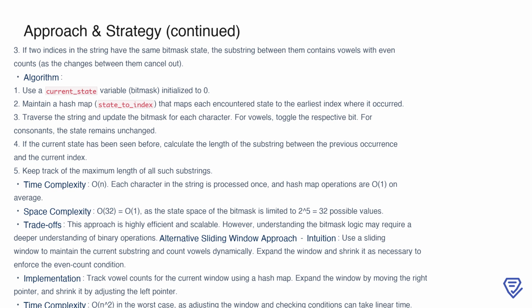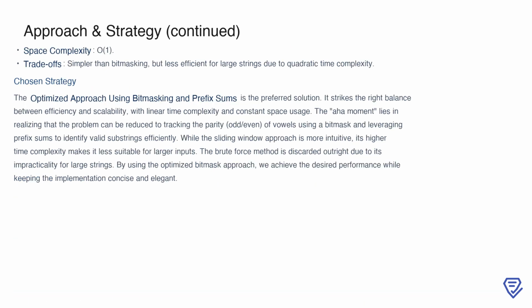This method is highly efficient, with constant space complexity due to the limited number of possible states, only 32 in total. While it may seem less intuitive initially, understanding the bitmask logic unlocks a scalable and elegant solution for this problem. Another potential approach is the sliding window method, which is more intuitive than bitmasking but less efficient overall.